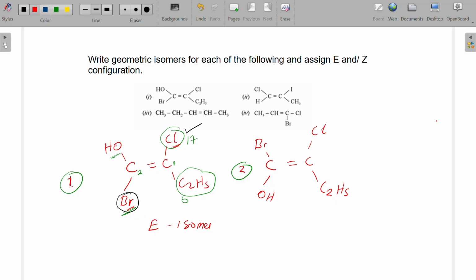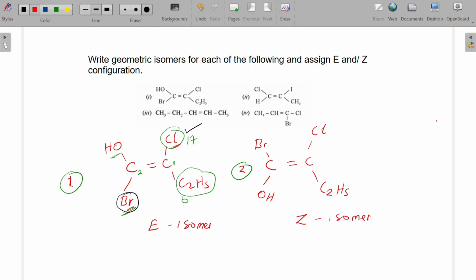It's an E isomer if you have your groups of priority on opposite sides. It's a Z if you have them on the same side. So now it means between these two, one is E and the other one is Z. Automatically, this becomes the Z isomer. But then you will also prove that.